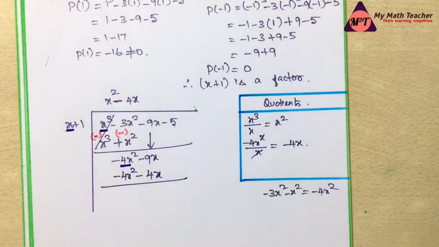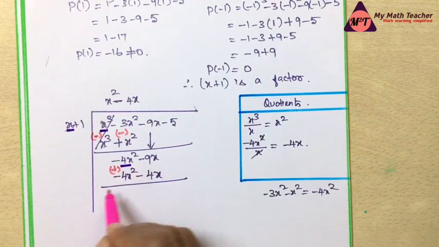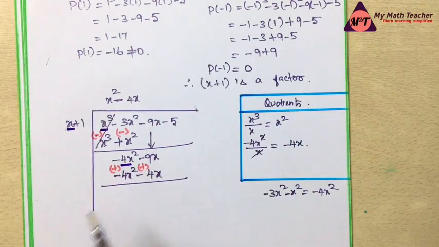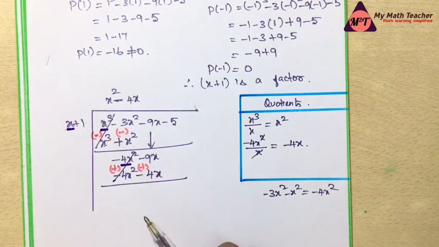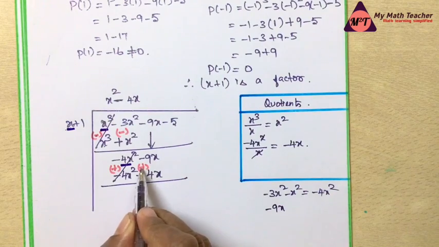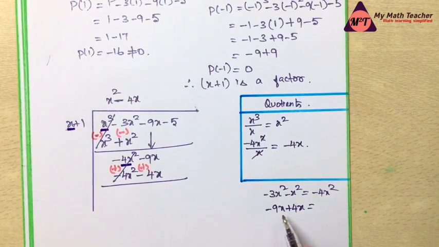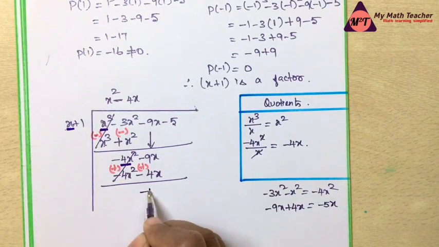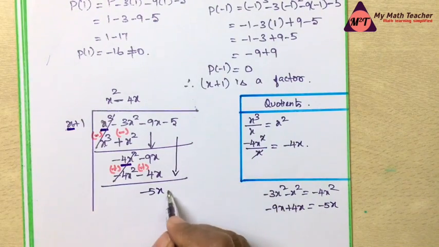Now to subtract, change the sign. It is negative, it will be now opposite sign, positive, the same here. Subtract it, minus 4x square plus 4x square, it is 0. Now here minus 9x, what is the sign here? Plus 4x. You can see it is opposite sign, subtract it, it will be minus 5x. Minus 5x. Now bring the last one down, minus 5.